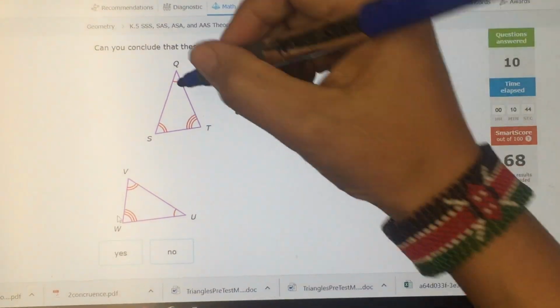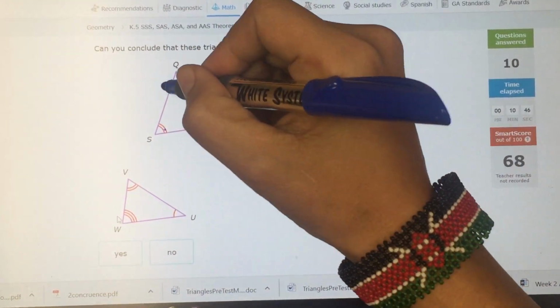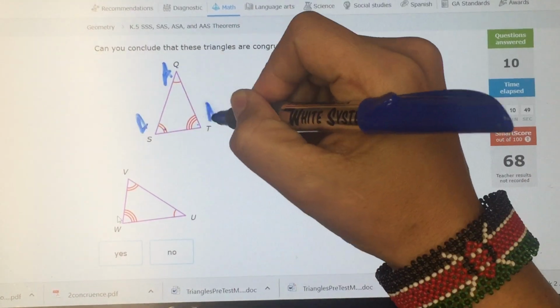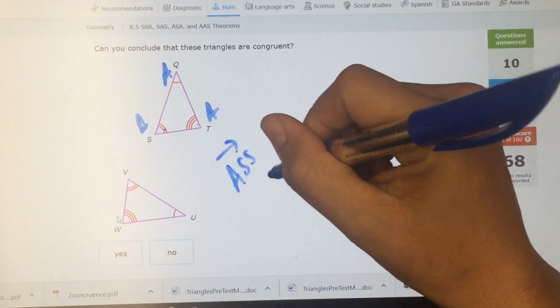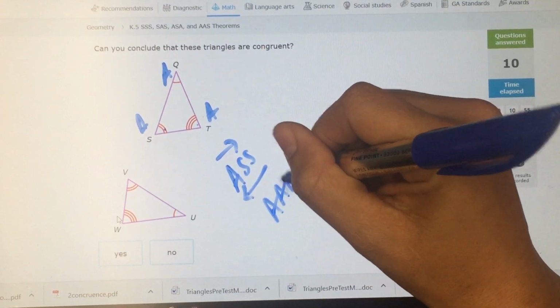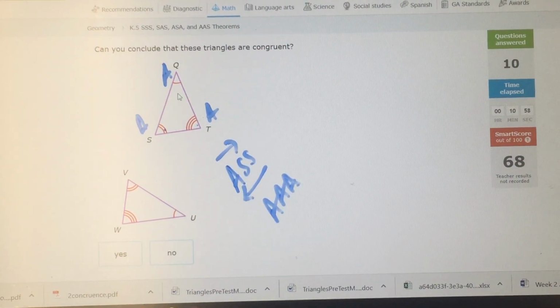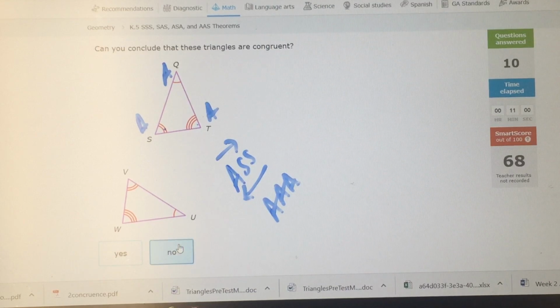All right, I go 1 angle, 2 angles, 3 angles. So arc, arc, arc. They give me 3 angles. So again, remember, you can have any combination except donkey forwards, donkey backwards, or AAA batteries. And right now I have AAA batteries. So are they congruent? No.